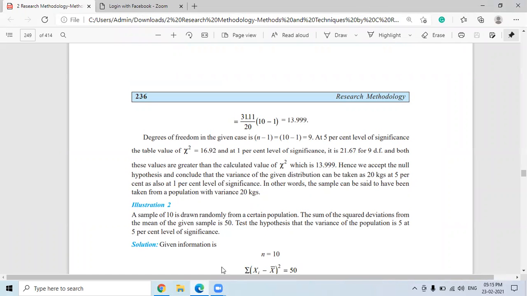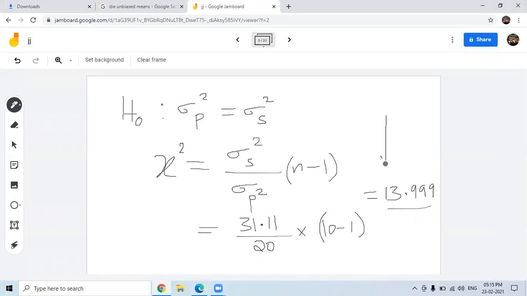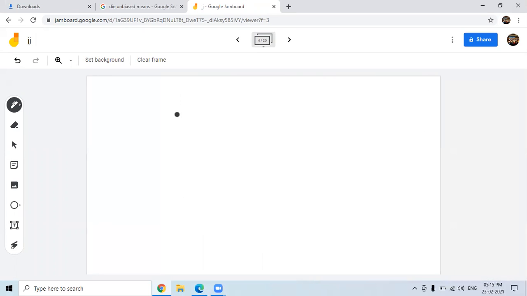So this is the calculated value of chi-square. Then you have to find the table value. The next step is to find the table value of chi-square.